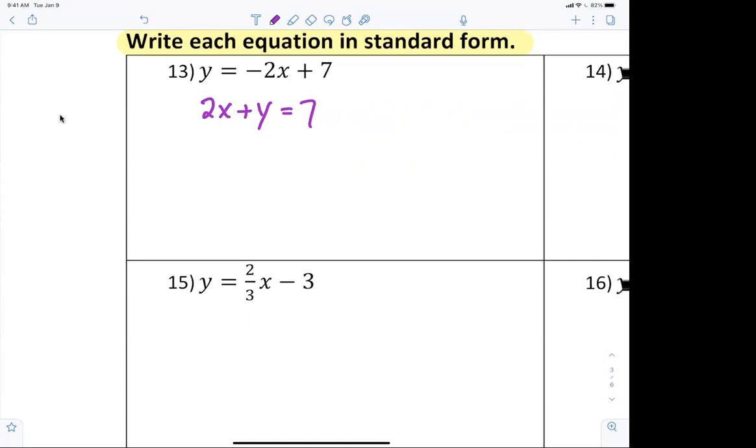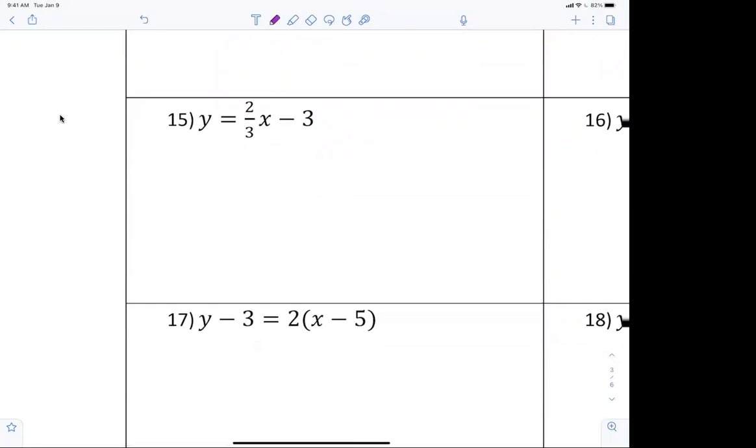All right, we're on number 15. First of all, am I allowed to have a fraction? No. So I need to get rid of the fraction. What's the quickest way to get rid of that fraction? Multiply everything through by 3. Very nice. The reason we multiply everything through by 3 is because that gets rid of the fraction. So what's 3 times y? 3y. What's 3 times 2/3 x? 2x. What's 3 times -3?